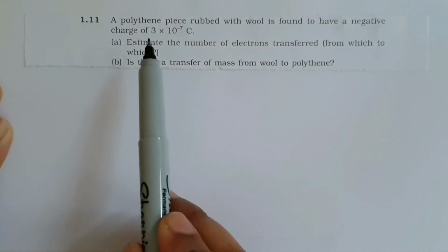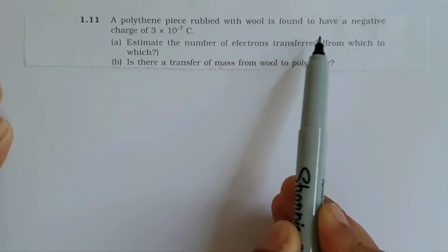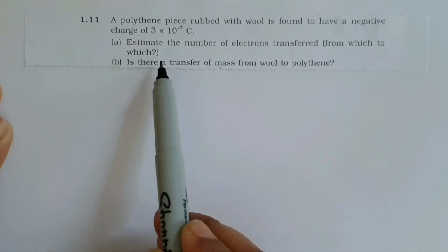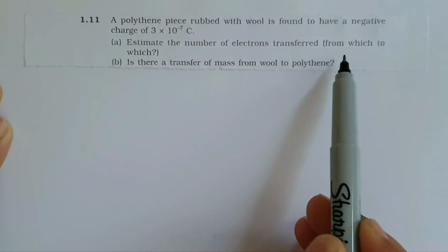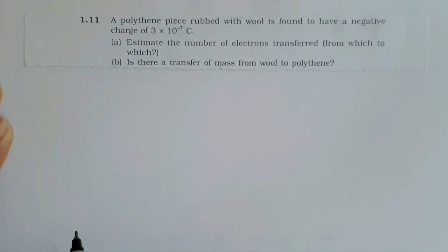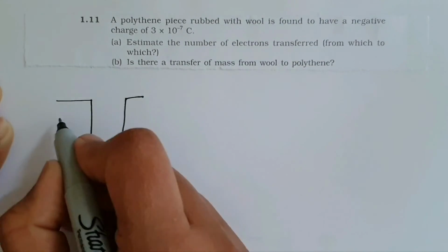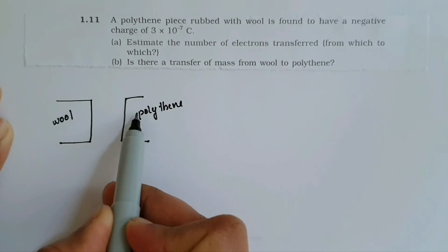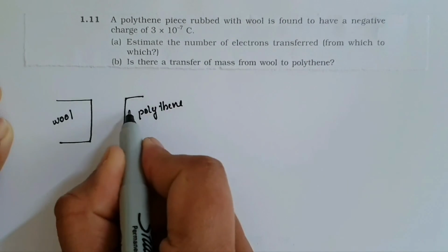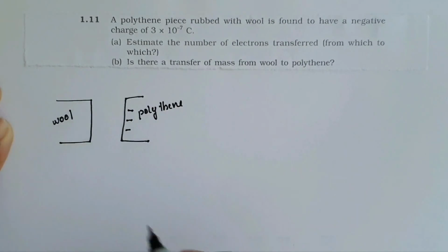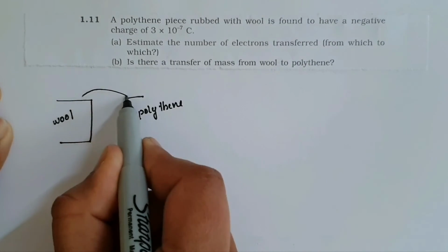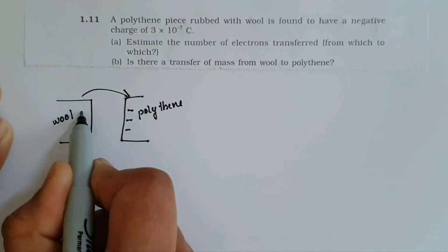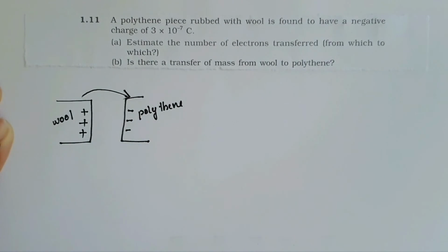Question number 11. A polythene piece rubbed with wool is found to have a negative charge of 3 into 10 raised to minus 7 Coulomb. A. Estimate the number of electrons transferred, from which to which. When a polythene piece is rubbed with wool and polythene acquires a negative charge, it means that some of the electrons from wool are transferred to polythene, and polythene becomes negative and wool becomes positively charged.